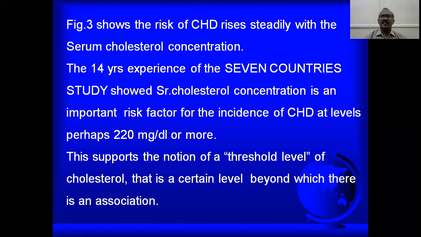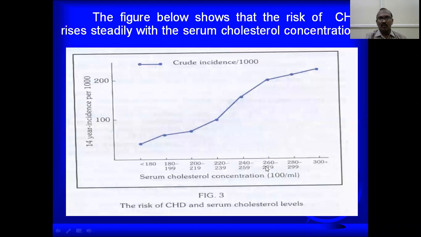The 14 years of experience of the 7 countries studied showed that serum cholesterol concentration is an important risk factor for the incidence of CSD at levels of 220 milligrams per deciliter or more. This supports the notion of a threshold level of cholesterol, a certain level beyond which there is an association. So beyond 220, there is an increase in the incidence of coronary heart disease, and this points to the association between serum cholesterol and coronary heart disease.